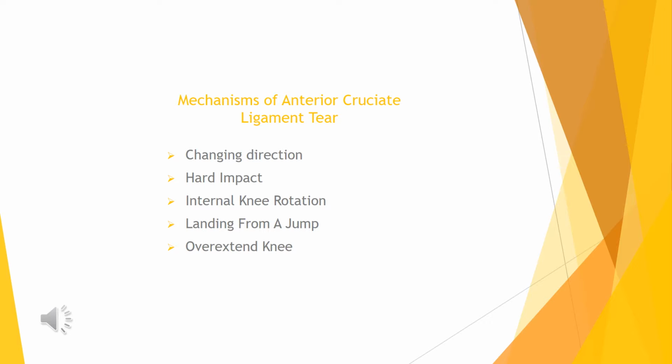Or this can just happen when you take off from the base immediately. Or when you're trying to catch a ball and you make an instant direction change towards the ball. These are all some of the ways that you can experience an anterior cruciate ligament tear through changing direction immediately. Some other ways are through hard impact, internal knee rotation, landing from a jump, and overextending your knee.